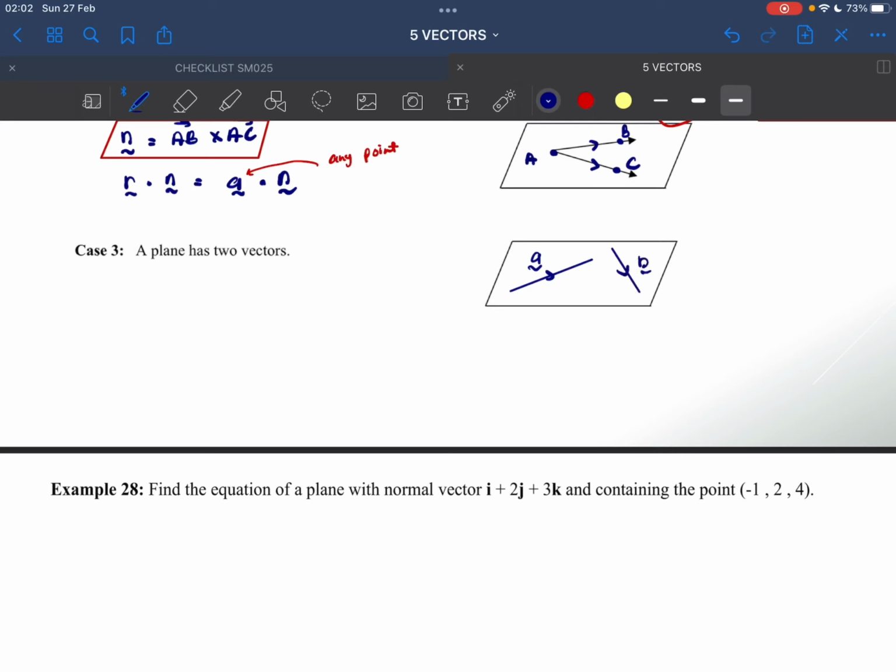Okay, so the same thing, actually you have to find the normal. So we have to find the normal which is perpendicular to these two vectors. Okay, normal. So the normal is the cross product between vector A and vector B. But a little bit different here, if we substitute into the vector equation, we have r dot n equals to a dot n. A here is actually a vector.